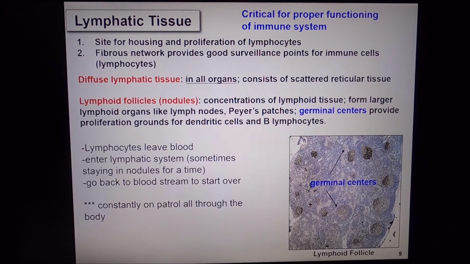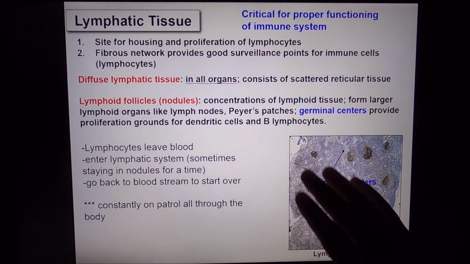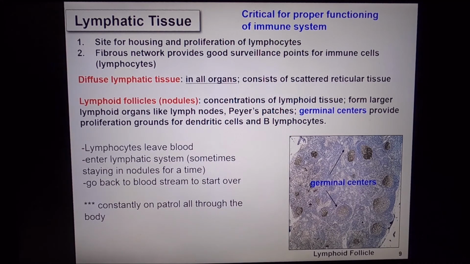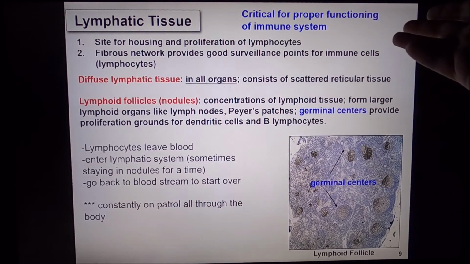So when you're looking at any lymphatic tissue, you're going to see these weird darkish spots. Just look for them. You'll notice them, round spots. In any tissue you're dealing with, you're going to see these weird little dark spots, and that is part of your lymphatic system. Those are referred to as germinal centers. These are areas where you're going to be making primarily B cells become active. All right, so your lymphatic tissues are a site for the housing and proliferation of lymphocytes.